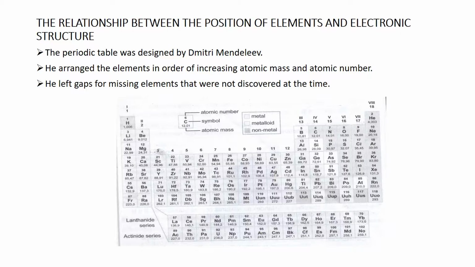The periodic table was designed by Dmitri Mendeleev, who arranged the elements in order of increasing atomic mass and atomic number. Remember, atomic mass is the number of protons together with the neutrons in the nucleus, and atomic number is the number of protons. Mendeleev left gaps for missing elements that were not discovered at the time he designed the periodic table. So during the past few years, those gaps were filled as scientists continued to discover new elements.